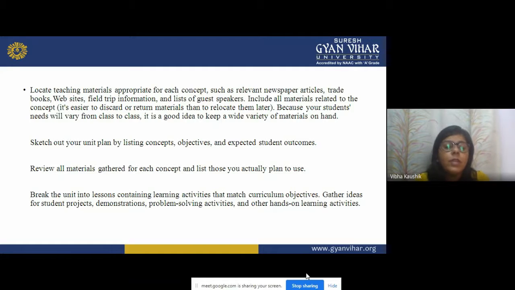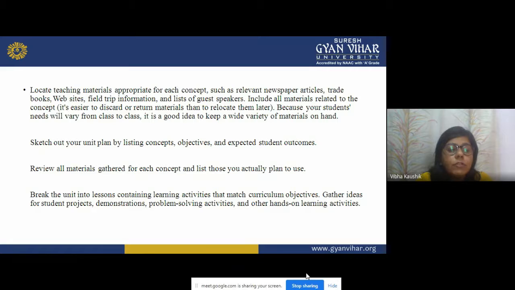Break the units into lessons containing learning activities. It means you have to divide the units into different lessons containing learning activities, that these are the learning activities that will be organized by me for teaching that particular subject. That match curriculum objectives means the learning objective should be designed keeping in mind the curriculum objective, and the activities should match the curriculum objectives.